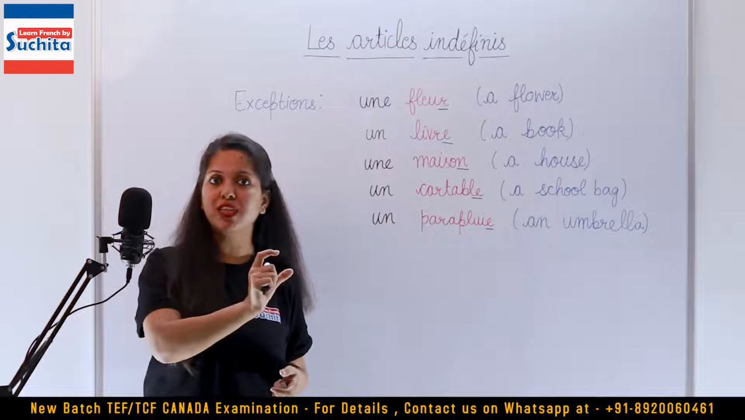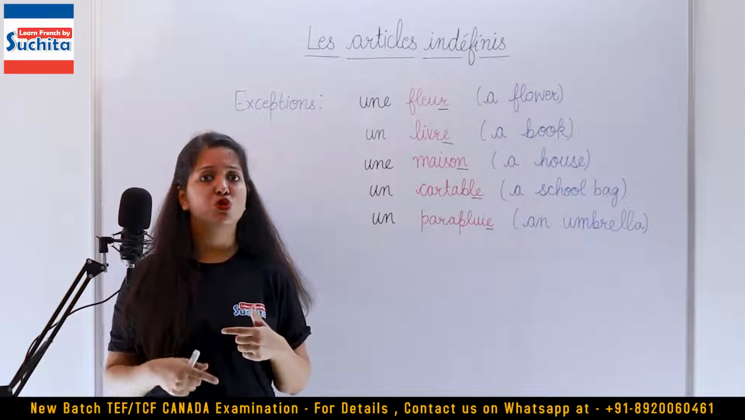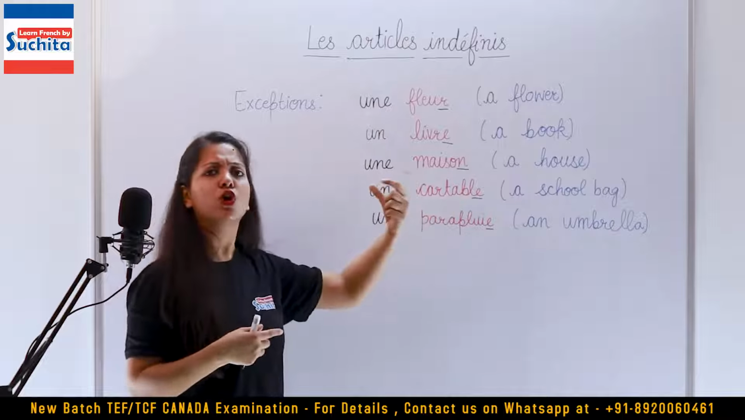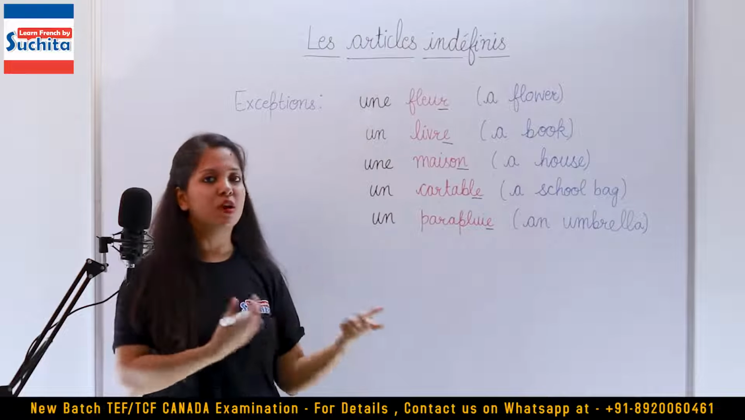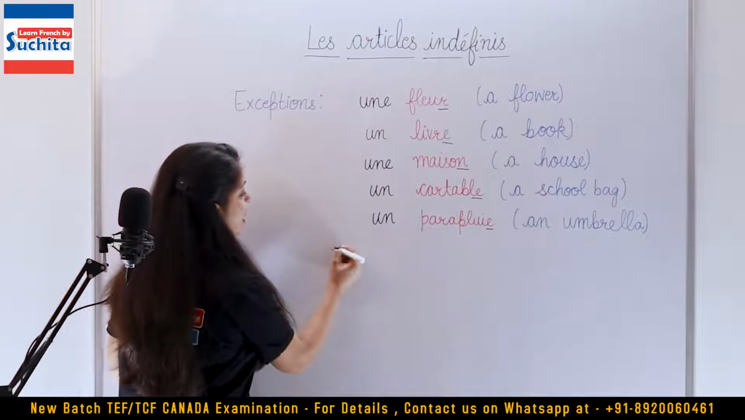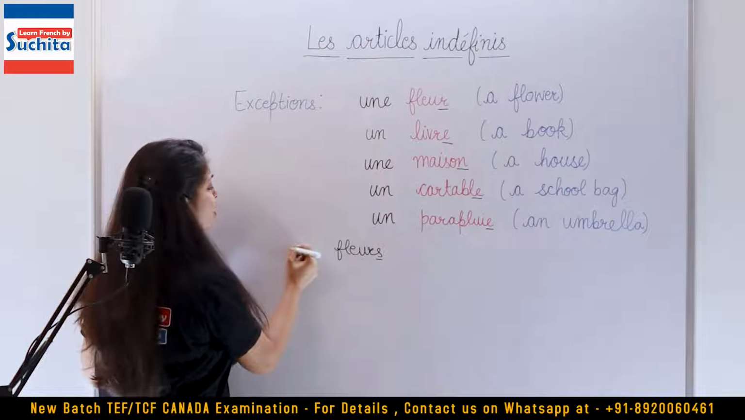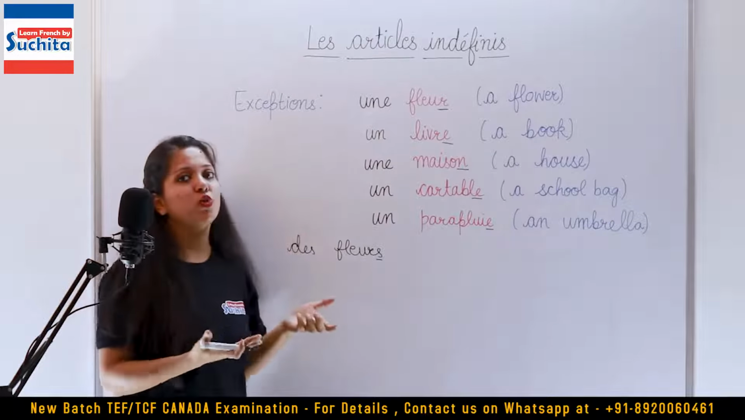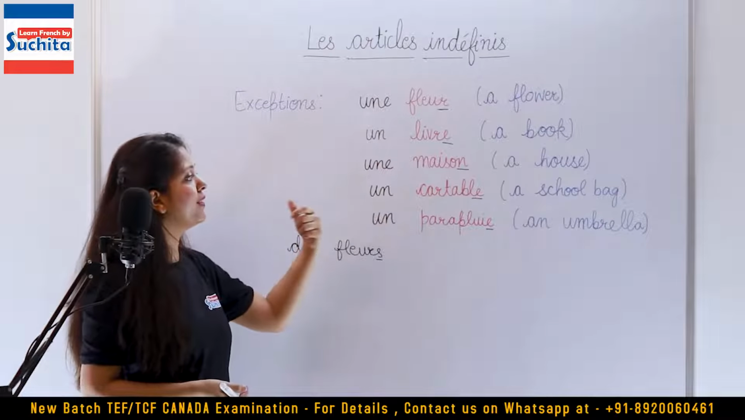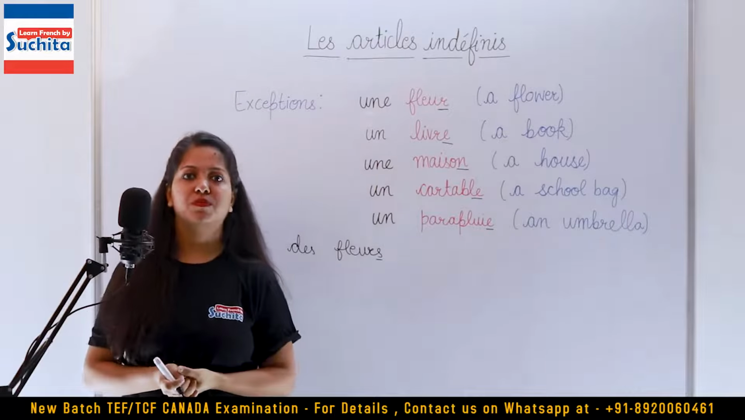If you learn it along with the article, then it gets fit into your mind that it is something which is an exception, or maybe it is masculine or it is feminine. So whenever you learn any noun, learn it along with its article. Definite or indefinite, that doesn't matter. Okay. Now if I make all of them plural, let's say I write fleur with an S to make it plural. So in plural, it doesn't matter. In plural, as I told you, it will always be des. Des fleurs, des livres, des maisons, des cartables, des parapluies. So in plural, it really doesn't matter.